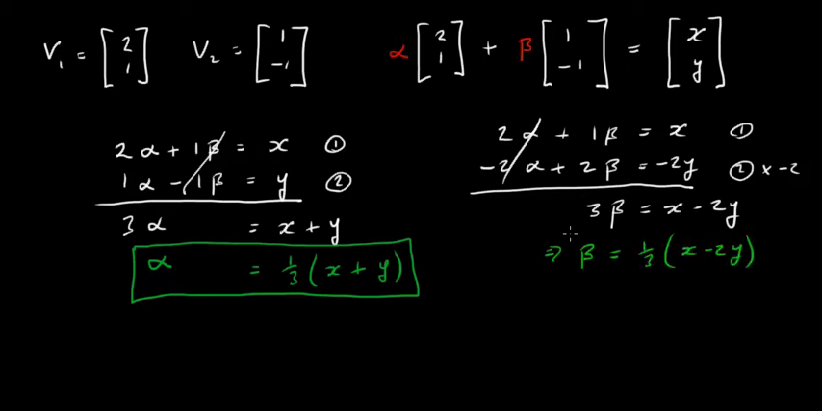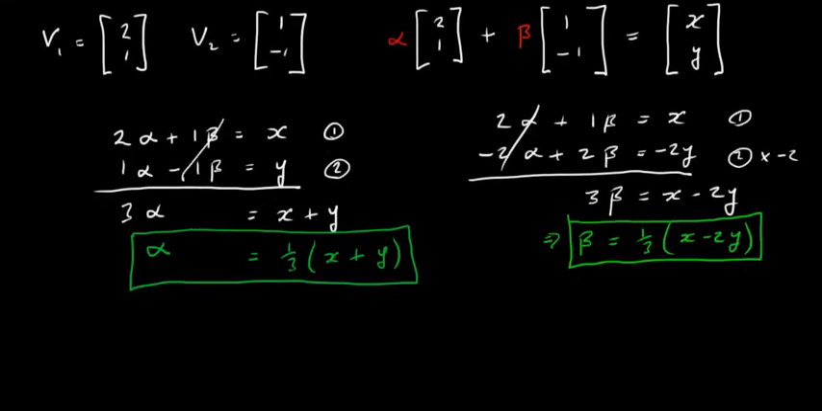So I now have a formula for the coefficient, what I put in front of v2, what I multiply v2 by. So I have a formula for any x and y. Now I can work out what I need to multiply v1 by and v2 by. So any vector in R2 I can now find as a linear combination of v1 and v2.